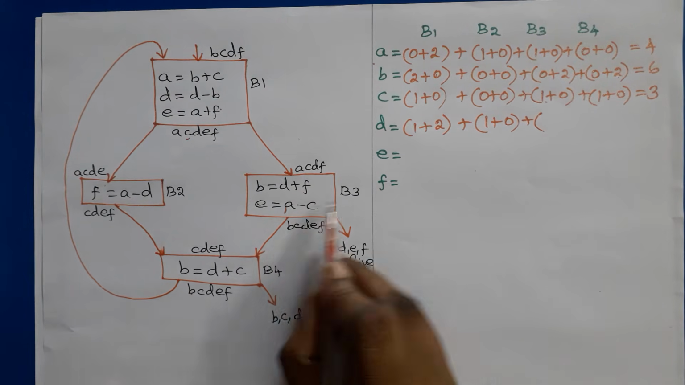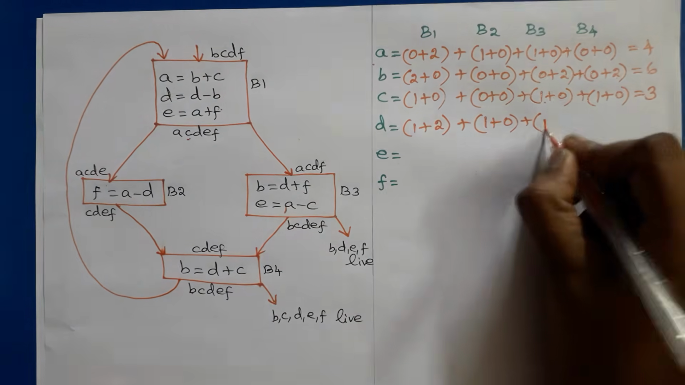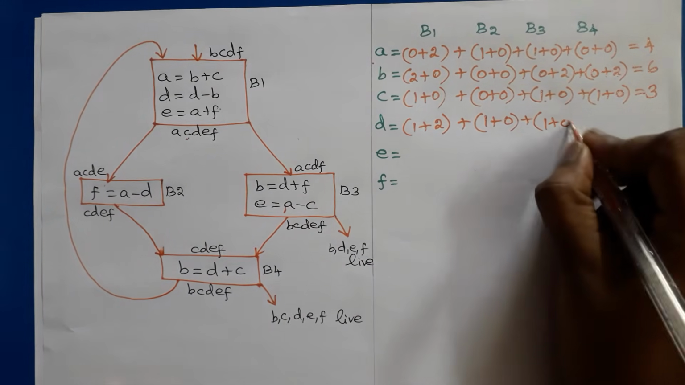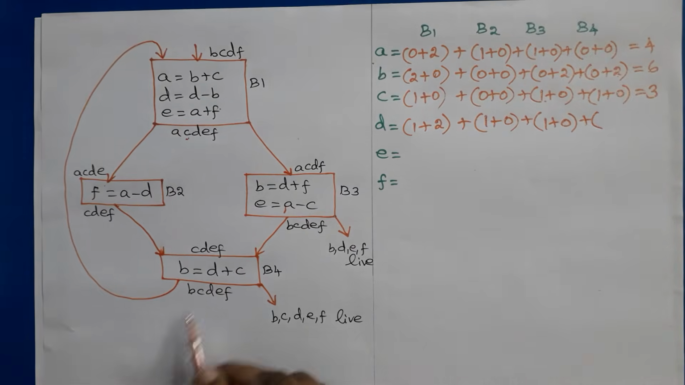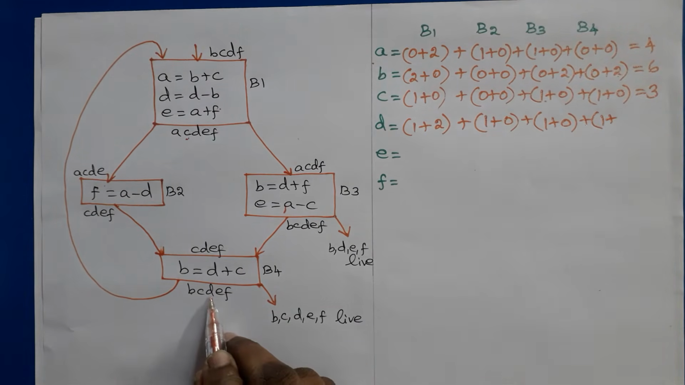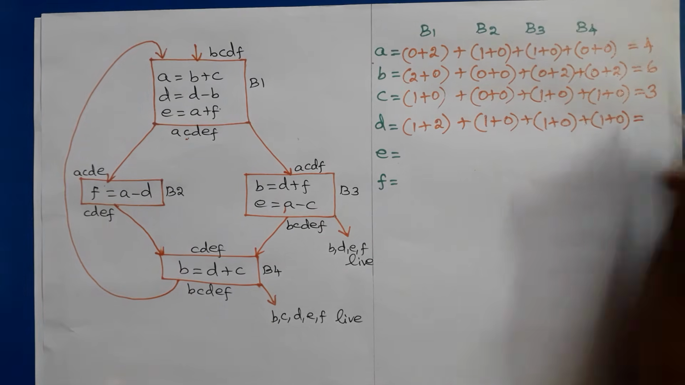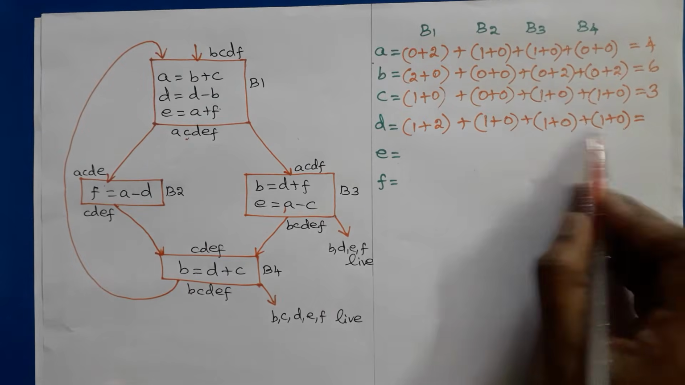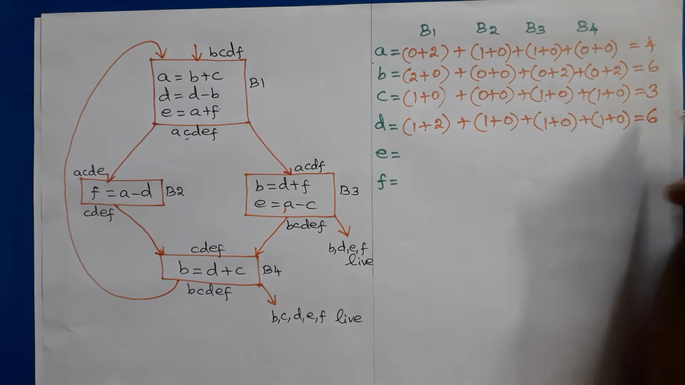Here D is used in B3, D is used one time and it is live on exit but it is not computed, so 0. Here D is used one time, plus D is live on exit but it is not computed, 0. So total saving is 3 plus 1 plus 1 plus 1, so 6.